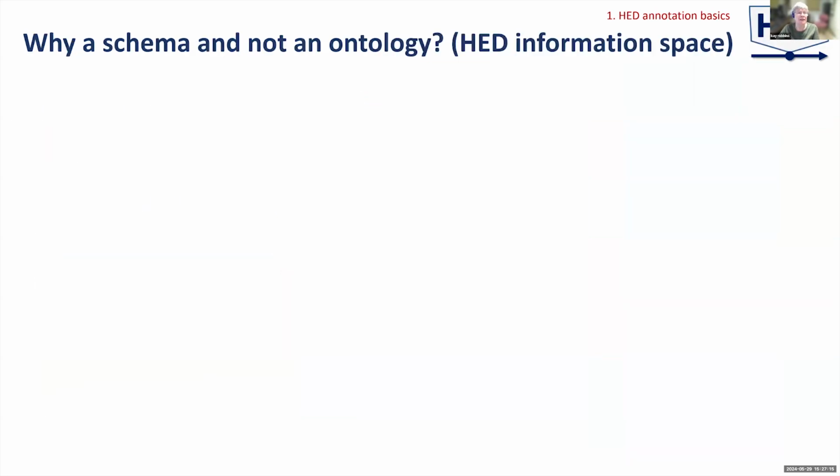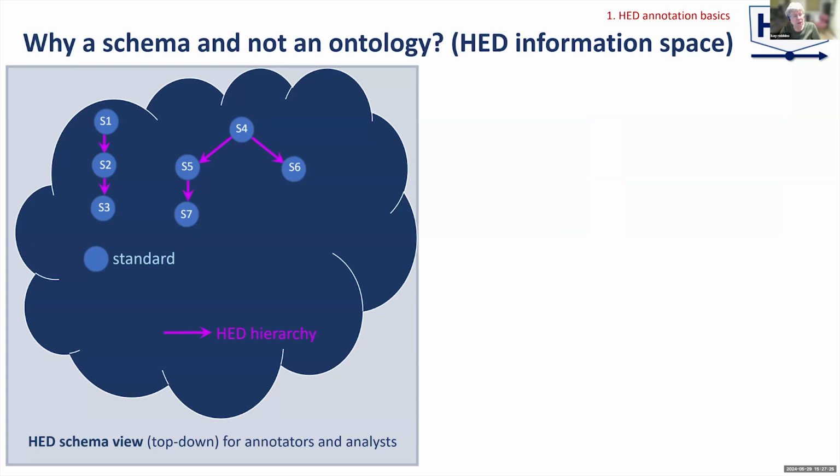So a question is, why a schema, not an ontology? We've developed the idea of a HED information space. I've done a lot of annotation, and I've watched a lot of people annotate. The way most people think about it is they group things in general classes and then say, okay, this is going to be a sensory event. Now, what am I going to say about it? And that's the way schemas are organized. They're sub-tag systems. It's a natural view for annotation and also for analysis, for searching and things.